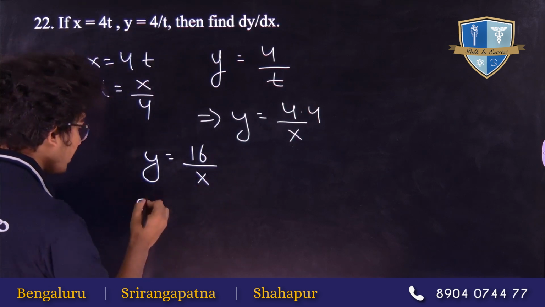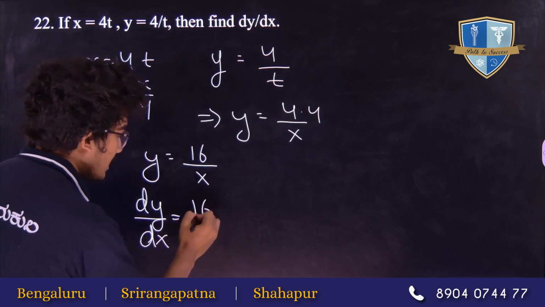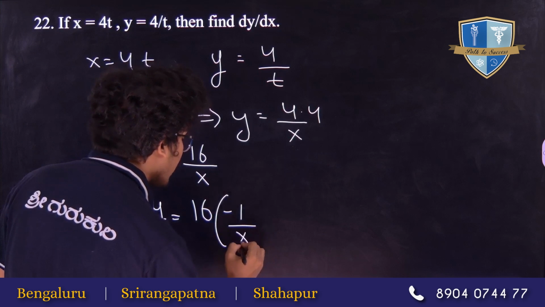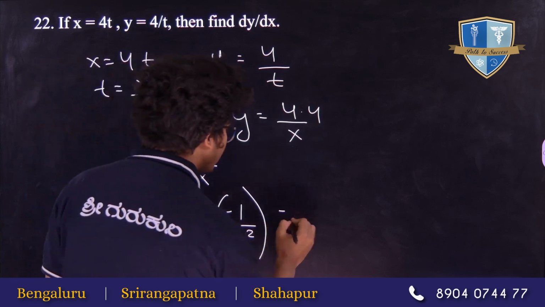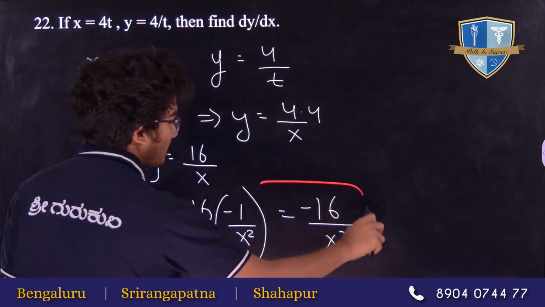Now we need dy by dx. So we'll differentiate y with respect to x. So dy by dx, 16 will be as it is, and differentiation of 1 upon x will be minus 1 upon x square, which is equal to minus 16 divided by x square. So dy by dx is minus 16 by x square.